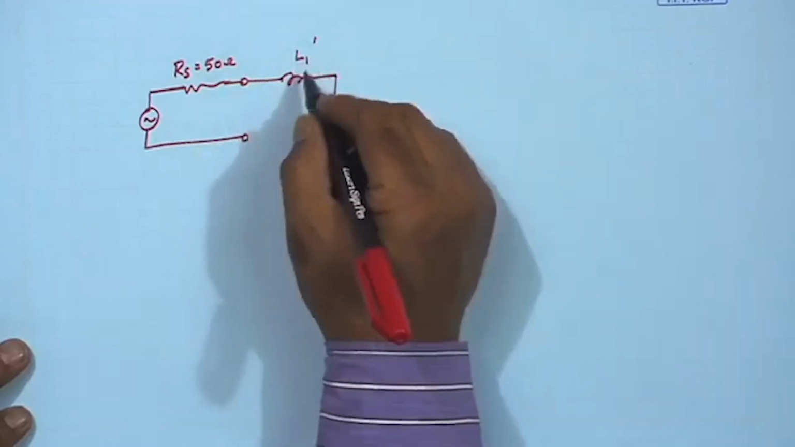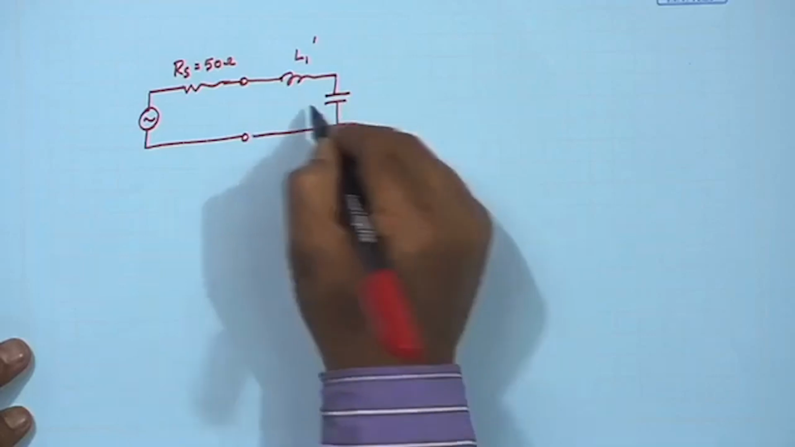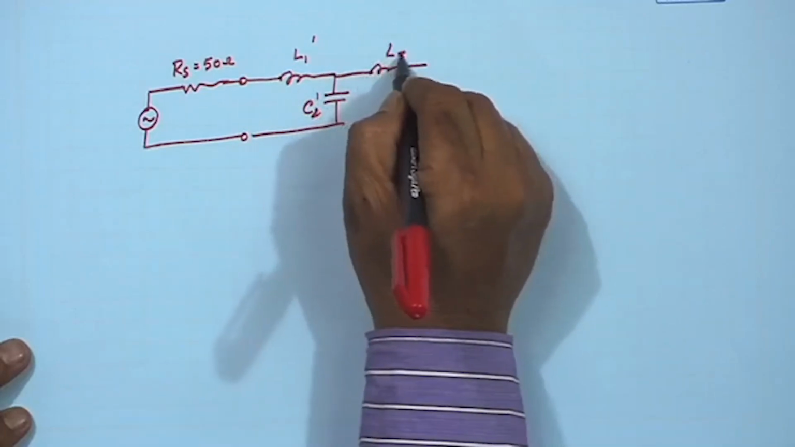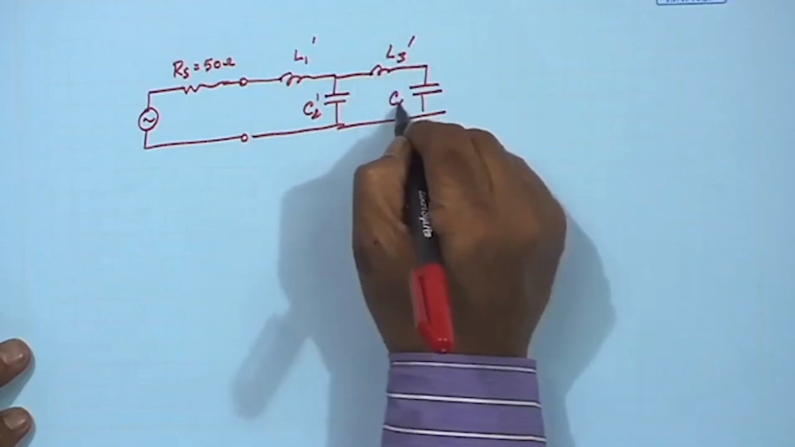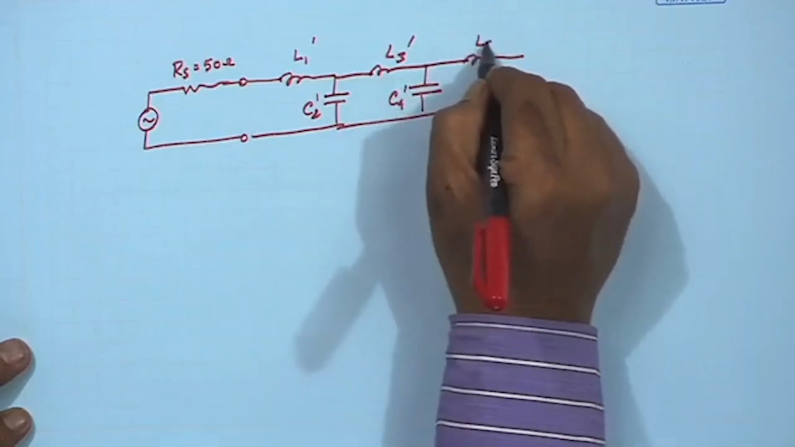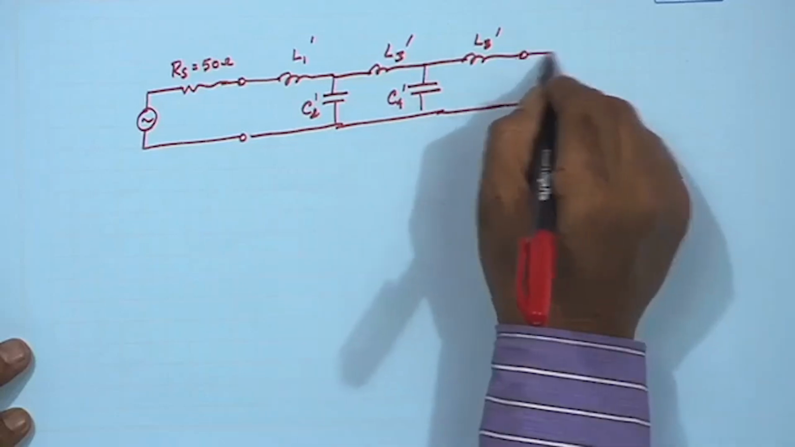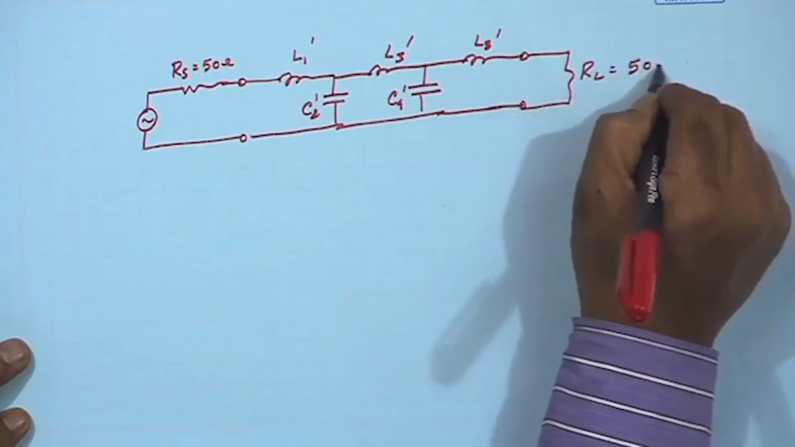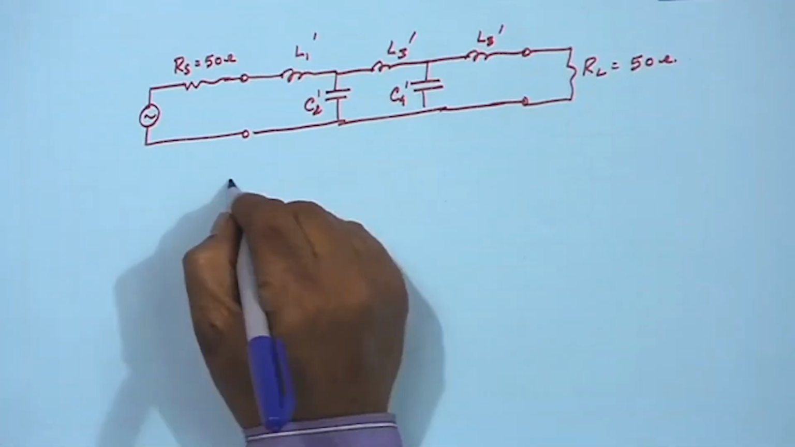So, no type change. So, I am calling it L1 dashed, then this will be C2 dashed, this will be L3 dashed, this will be C4 dashed, then this will be L5 dashed, then I need to stop, and the load impedance will be again RL is 50 ohm. So, what will be my value for L1 dashed?